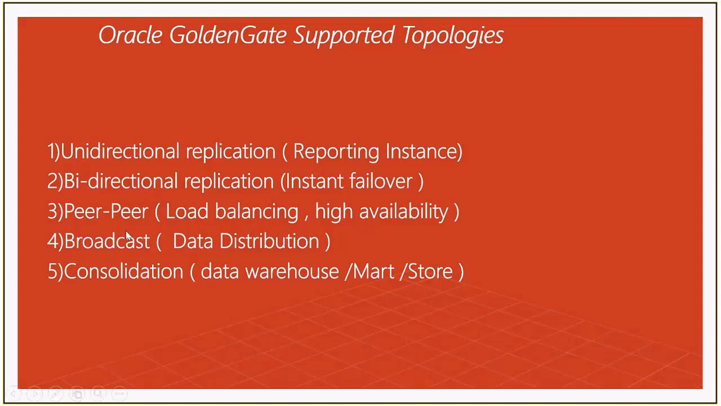You can use peer-to-peer when you have many databases, and you copy application-side tables from one system to another system to many systems. So peer-to-peer is also available. It is mainly useful when you have to do load balancing, or for high availability. Broadcasting is also available: you can broadcast from one system to many systems. That is used for data distribution.